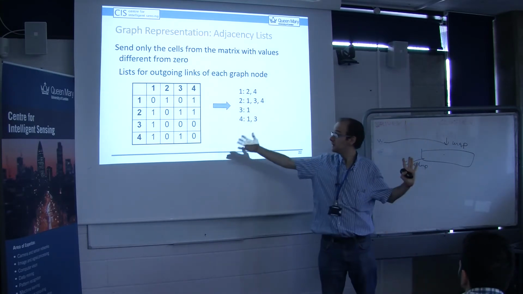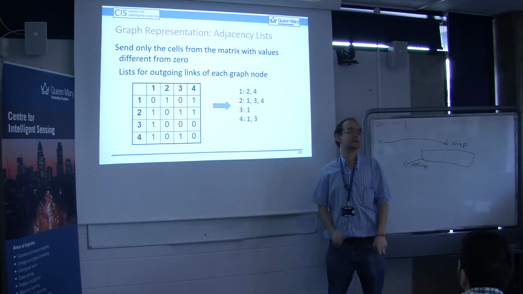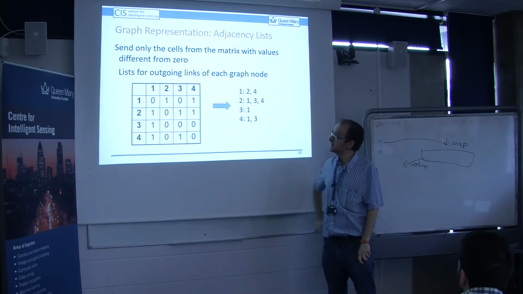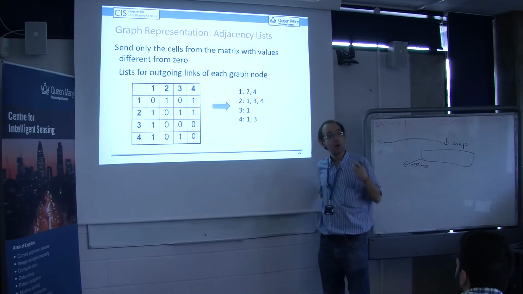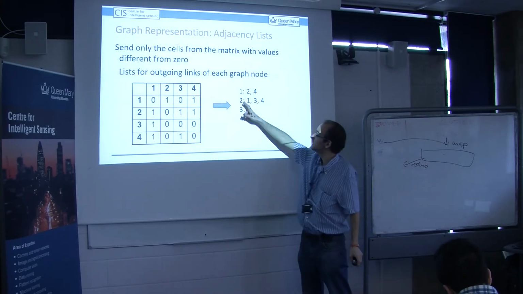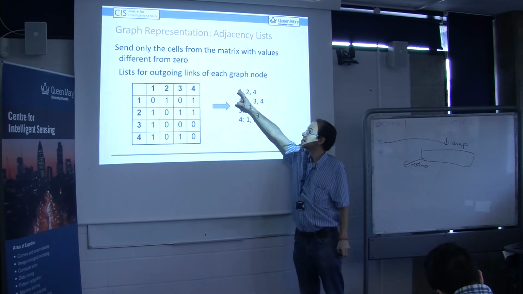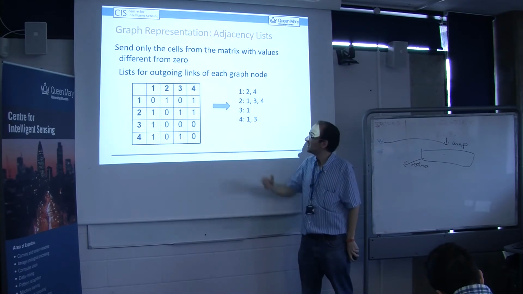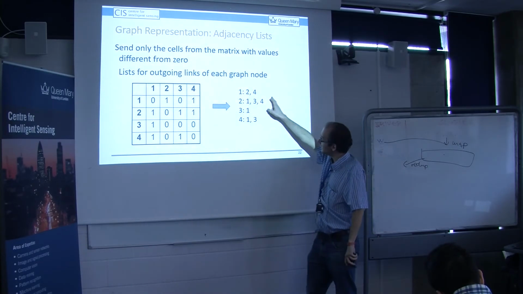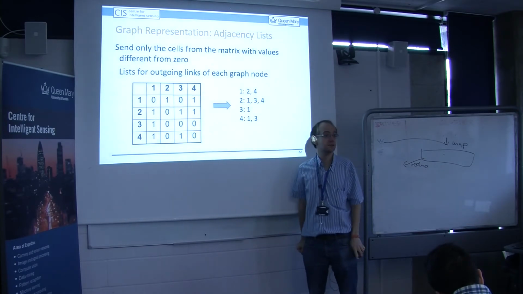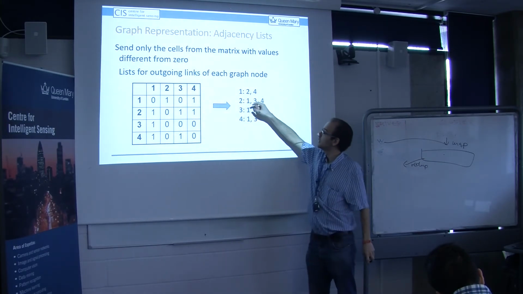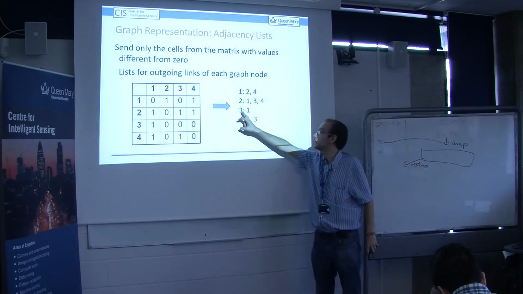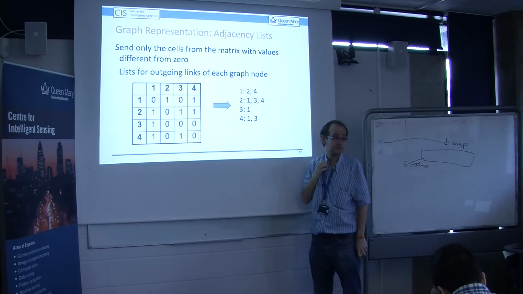Well, what we do in many cases is compress those matrices by removing all the zeros. And then what we obtain is an adjacency list. It's a data structure in which we have keys and values. The keys are the nodes, the vertices of my system, and for each node I list the outgoing edges that I have there. So node 1 is connected to 2 and to 4. Node 2 is connected to 1, 3, 4. 3 is connected to 1, 4 to 1 and 3.